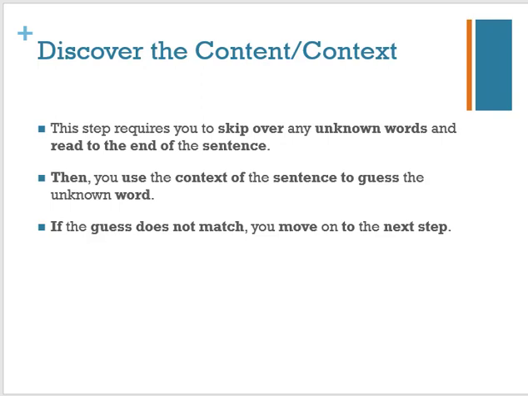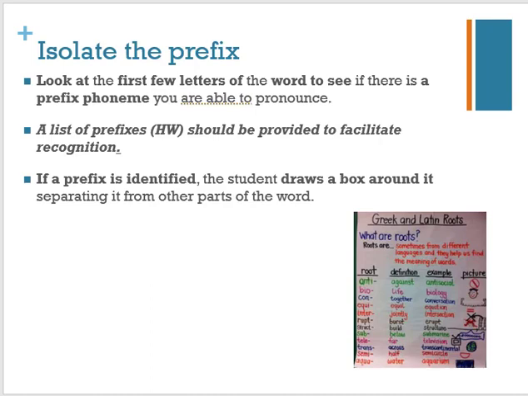So discover the context requires that you skip over any unknown words, read to the end of the sentence, use any context clues to guess. If the guess doesn't match, just move on to the next step. The next step is isolate the prefix. Look for the first few letters of the word to see if there's a prefix or phoneme that you're able to pronounce. A list of prefixes should be provided.